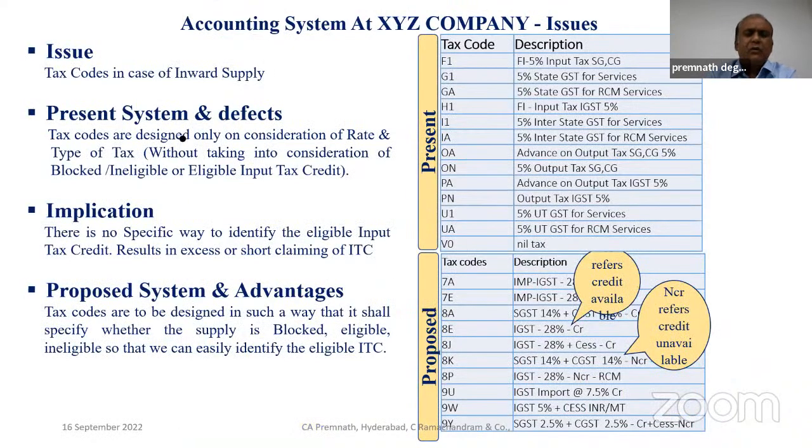Now, what are those issues? Let me highlight here. Tax codes are designed only on consideration of rate and type of tax, without taking into consideration blocked, ineligible, eligible ITC. This is the issue even for us now. The implication is there is no specific way to identify the ineligible input tax credits, which results in excess or short claiming of ITC.